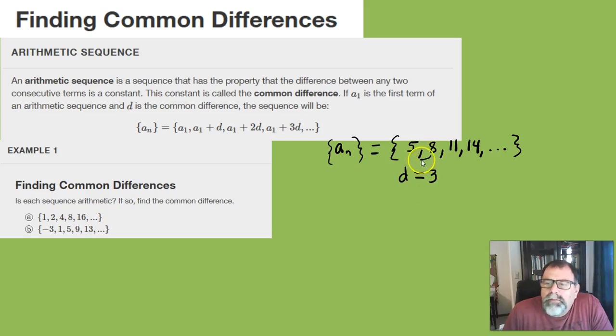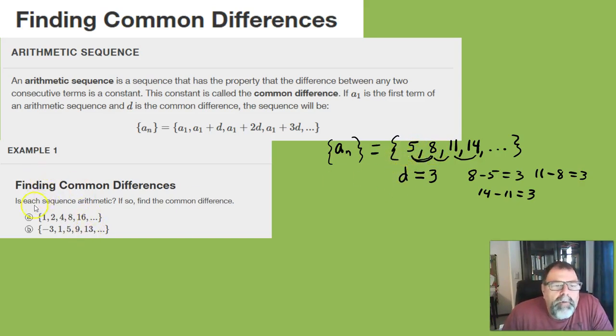And notice if you subtract 8 minus 5, you get 3. 11 minus 8, 3. 14 minus 11, 3. See, that's why it's called a common difference, because if you take the difference of any two consecutive terms, you do the latter one minus the one right before it, you're going to get this constant.